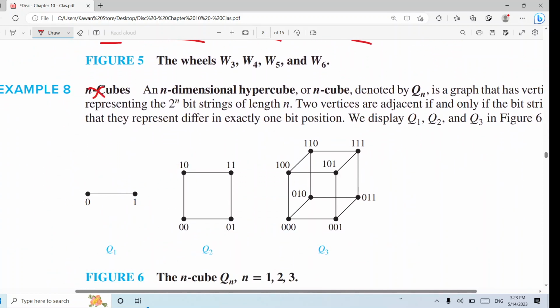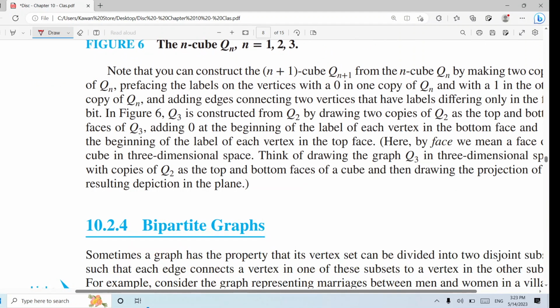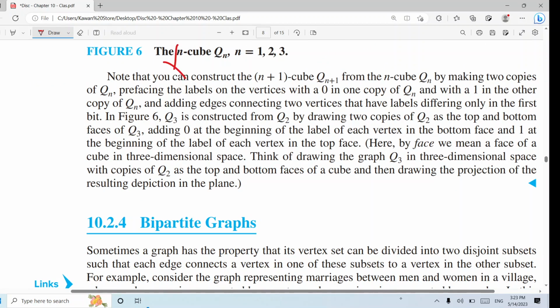And that's the cube. We don't need it. It's okay. Forget about that one.